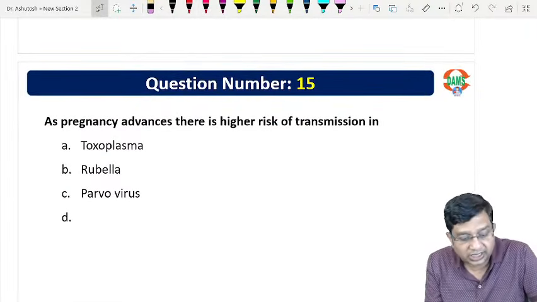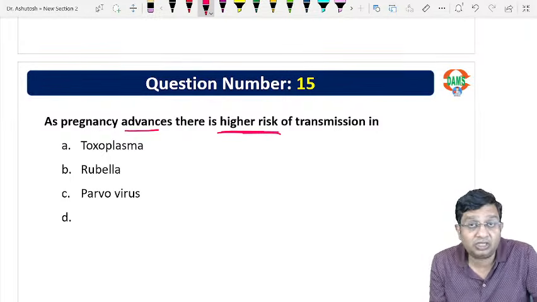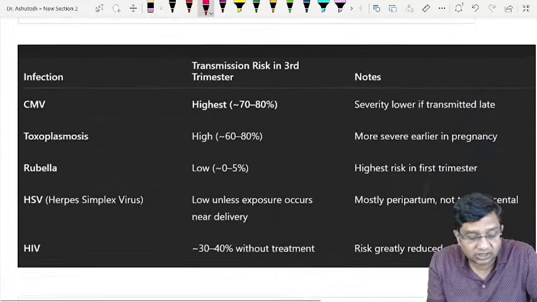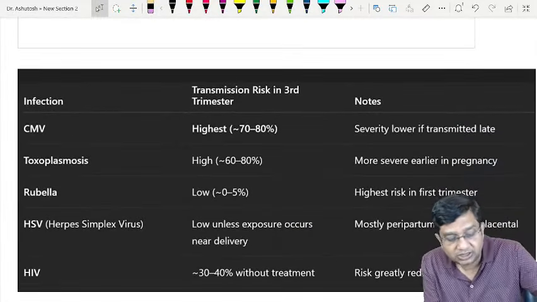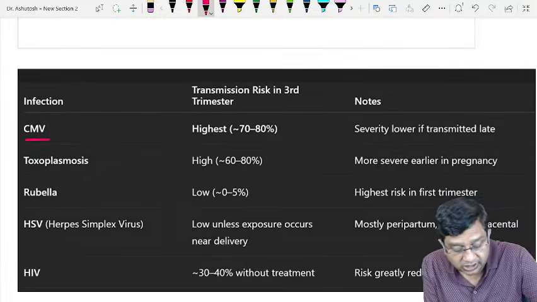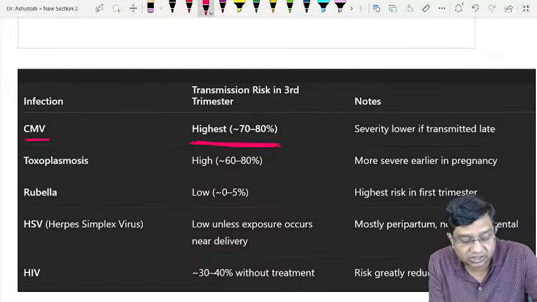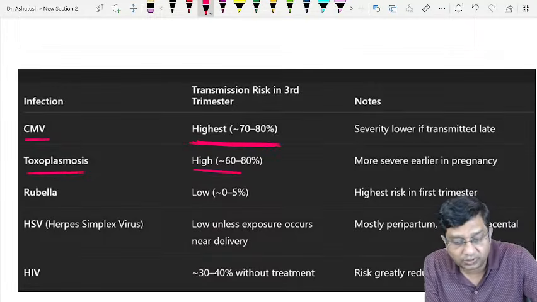Last question. As pregnancy advances, there is higher risk of transmission. They're not saying maximum damage. Now, this is something you should remember. Cytomegalovirus, although it was not in the choice according to the students, has the highest risk of transmission in the third trimester, followed by toxoplasma.